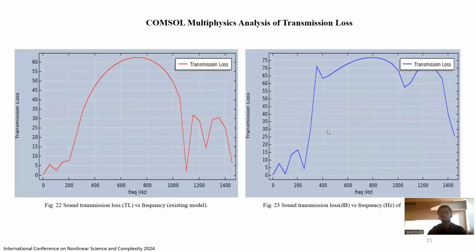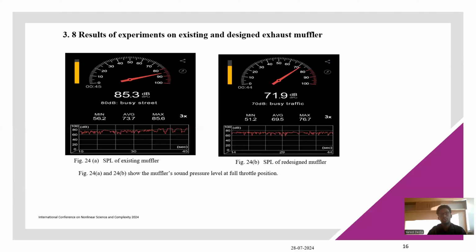The higher the transmission loss means the lower the noise. Our main requirement is reducing the noise while also taking into account other parameters like the back pressure, the sound pressure level, and the insertion loss. We have the result obtained from the experimental value, the sound pressure level at the full throttle position.